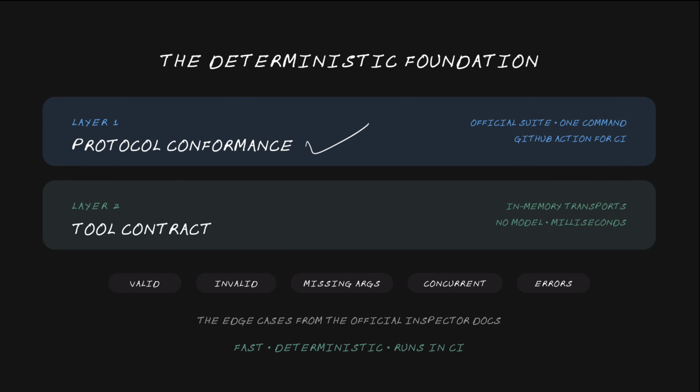Now layer 2 is the tool contract. Here we test every single tool that we expose as part of the MCP server. We send valid inputs, invalid inputs, and missing arguments by making concurrent calls to those tools, and of course we check the error responses. And you don't need an LLM or a model in the loop to test your MCP server. The current SDKs ship in-memory transports, so a real client and your real server run in one process, and the whole suite finishes in just milliseconds.